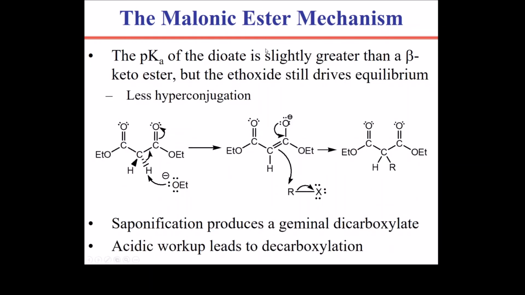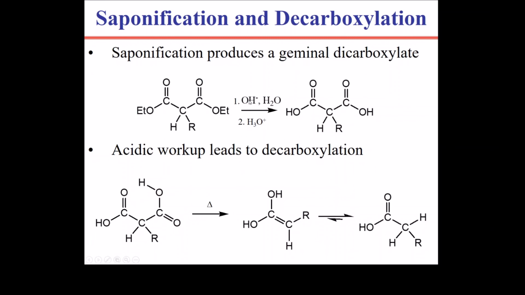So in the malonic ester mechanism, there is the enolization step, and then the enolate unloads into the alkyl halide, and you end up with an alkyl substituted diester. Then we run through the saponification step, so hydroxide is actually going to plug into both of these esters, and then we do the acidic workup to get a dicarboxylic acid. This is a geminal dicarboxylic acid. And then you heat up the geminal dicarboxylic acid and you cook it off to get this carboxyenolate, which then tautomerizes to give you your full carboxylic acid.